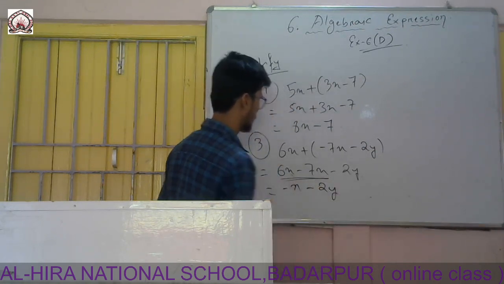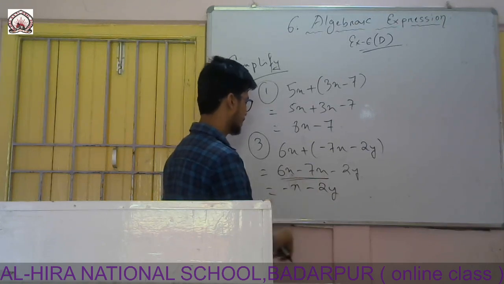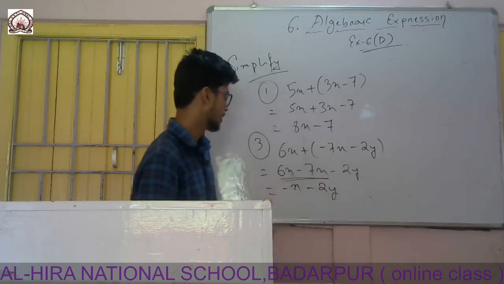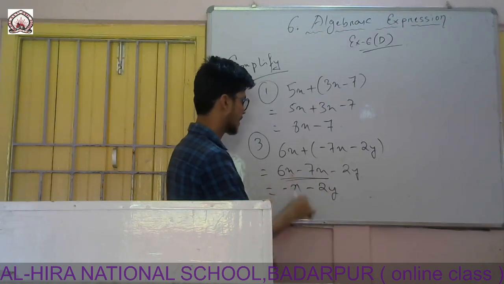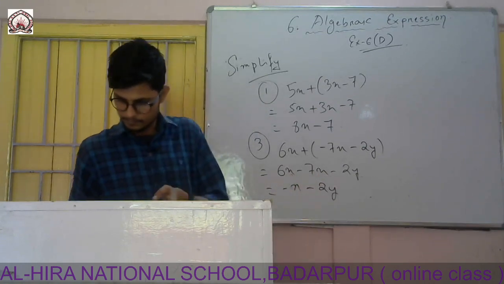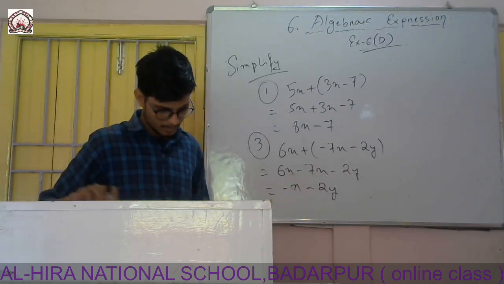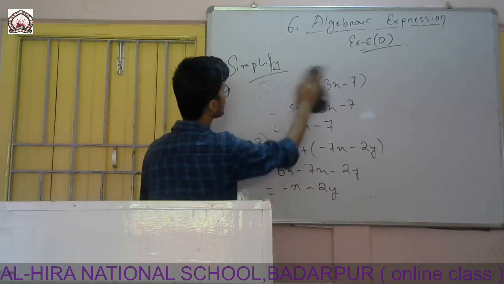I solved this part. Plus minus is minus, 7 minus 6 is 1x, so we don't write 1, simply we write the variable, minus x, and since 7 is greater, I will put a minus sign, minus x minus 2y. Now see question number 5.